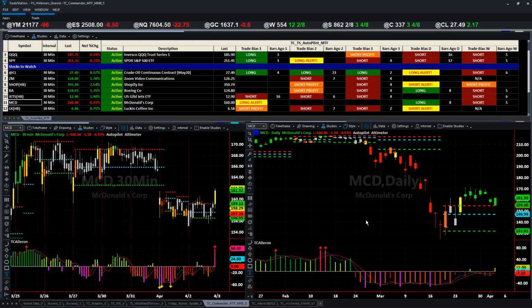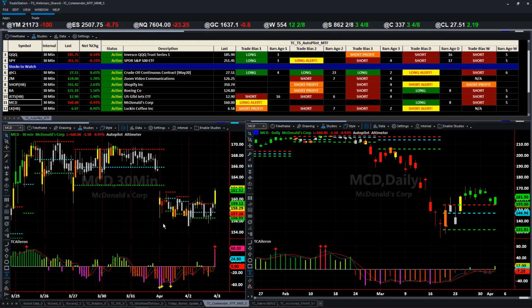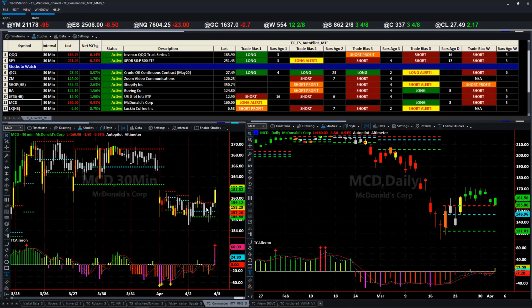McDonald's. McDonald's holding its support really well on a daily basis. Did see a nice lift off of some of its other side, getting a big boost on the Aileron on a 30-minute chart yesterday.